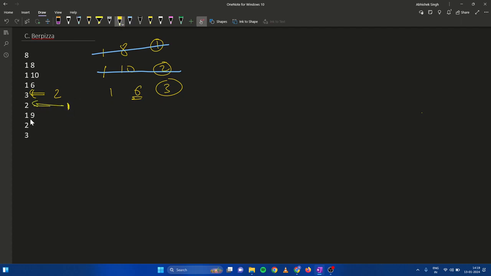Now, the fourth customer came. He's going to spend how much amount of money? 9. He's going to spend 9 rupees. So how many customers do we have? We now have two customers, 6 and 9. So this is the fourth customer.